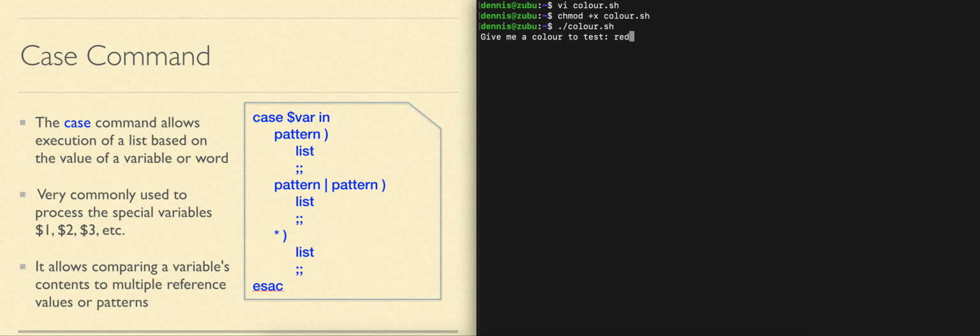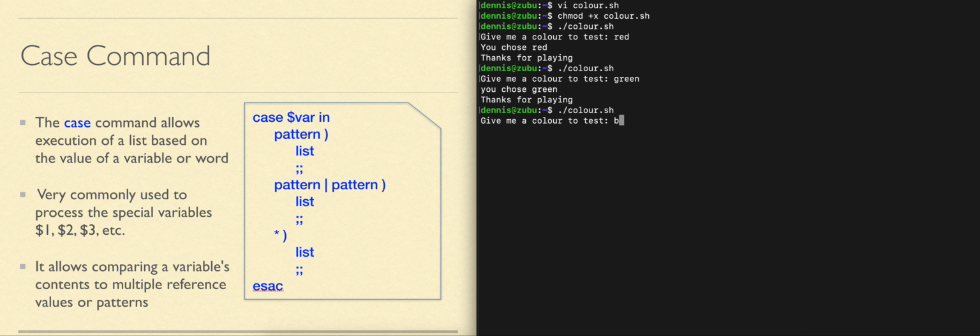We'll try giving one of the colors we were expecting. It matched. The echo command for you chose red ran, and we dropped down to the end of the case where it continued with the script and told us the script is now done. We try this again with another color that we were expecting, and of course it matches. And if we were to try this with something else we weren't expecting, it's going to let us know.